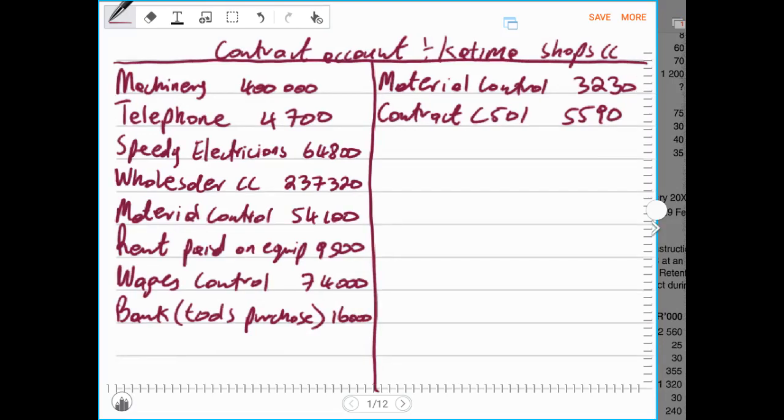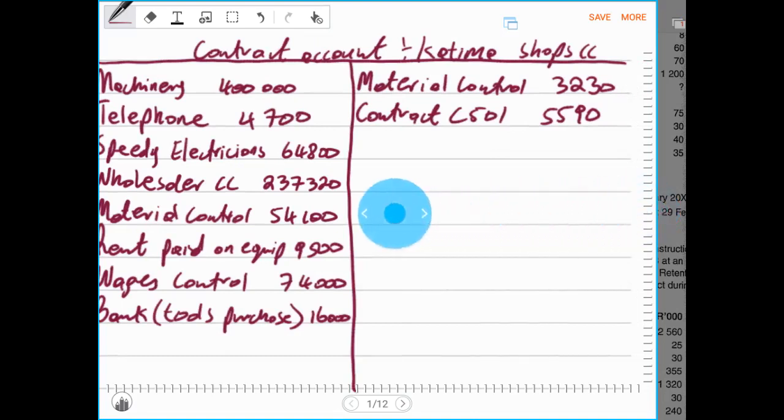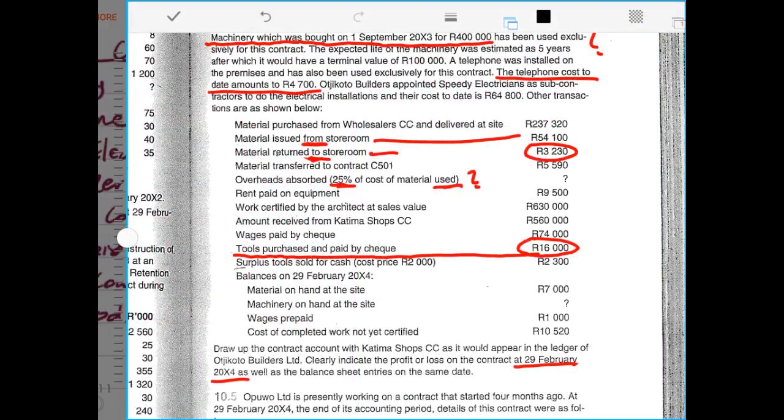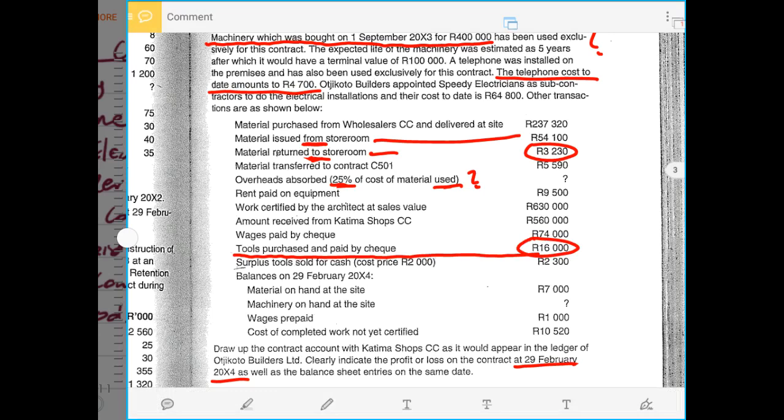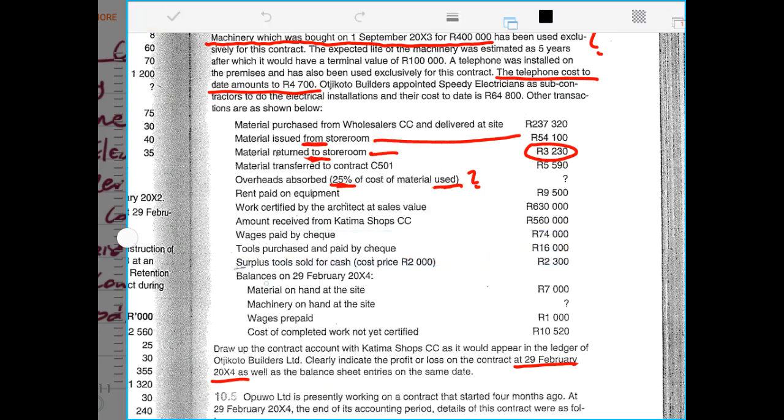Then after, now we check if we still have any other expense that we have to account for. Then we check if there is any other. Okay, yes, there is another entry that we still have to record. It says surplus tools sold for cash. The cost price of these tools was 2,000 and the selling price of these tools was 2,300.